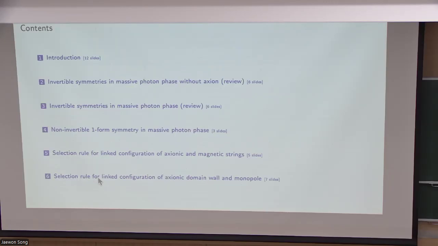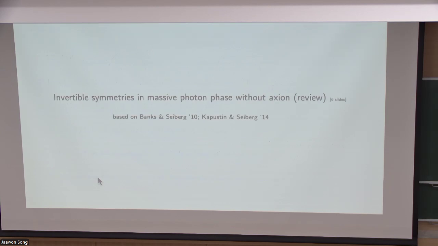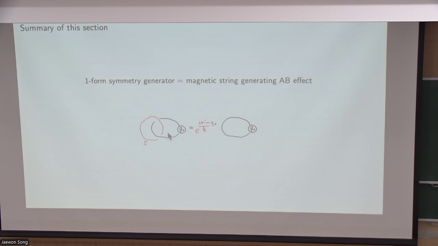So this is the introduction. Next, I'd like to review the invertible symmetry in the massive photon phase without axion. This is just the low energy limit of the Abelian-Higgs model. This section is a review part and based on these papers. The summary of this section is as follows: the one-form symmetry generator can be regarded as a magnetic string, which generates an Aharonov-Bohm effect.